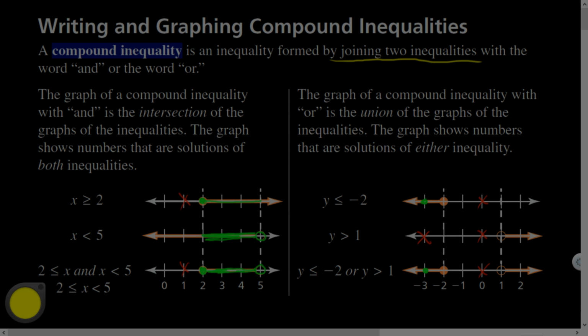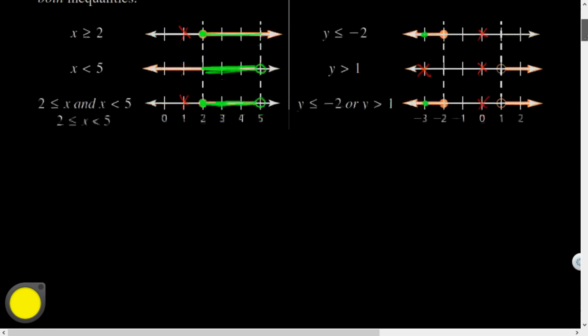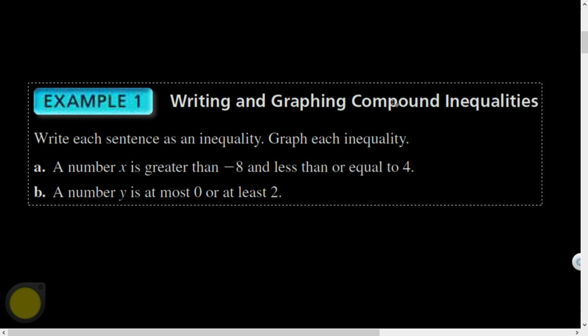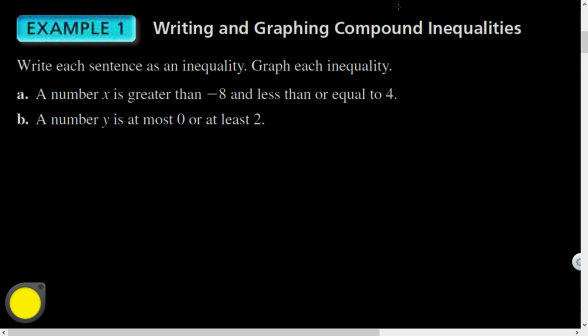And let's see if we can do some work with these together. Example 1. Let's see. Write each sentence as an inequality. All right. It says the number x is greater than -8. Keyword "and" less than or equal to 4.